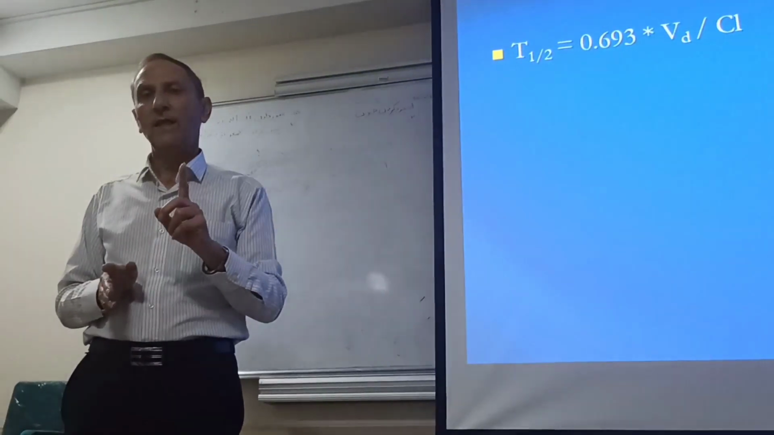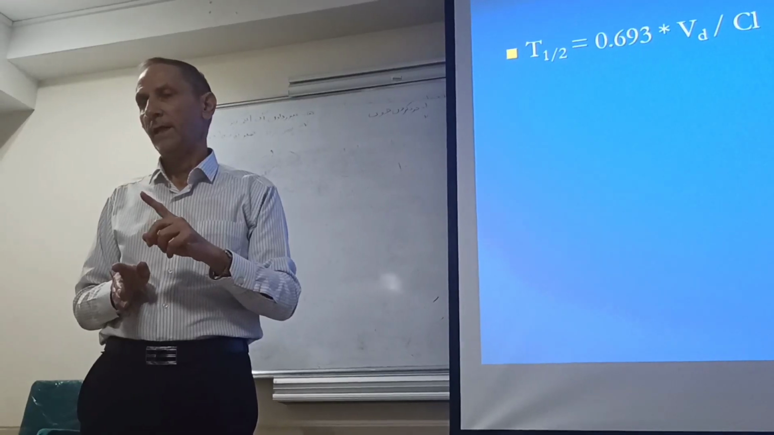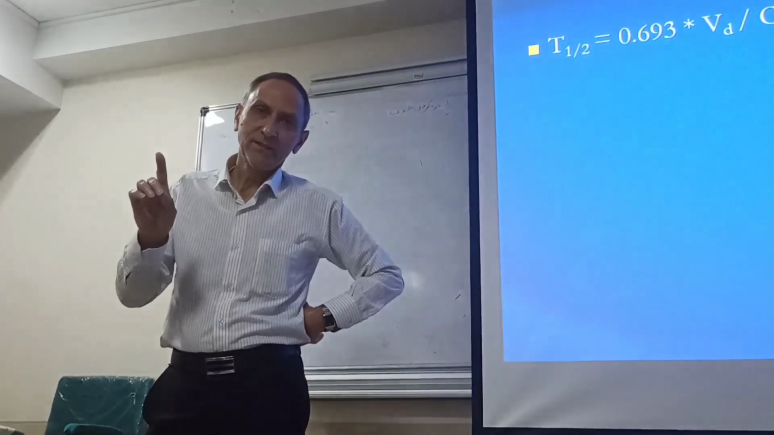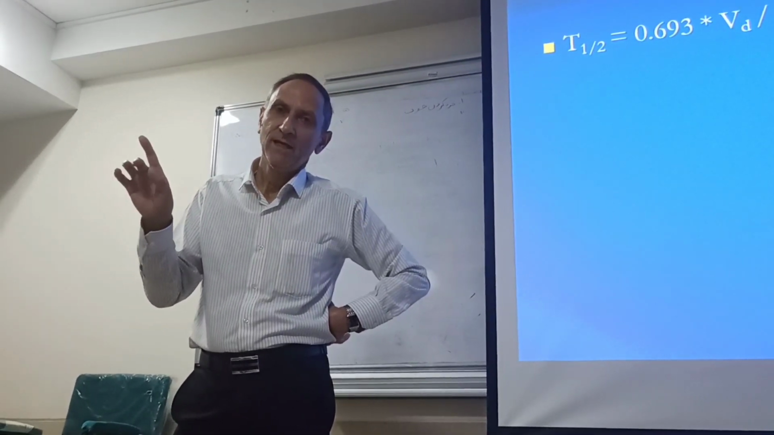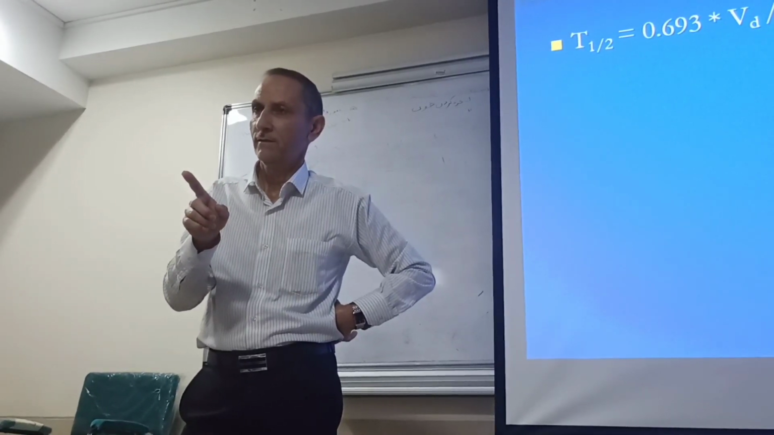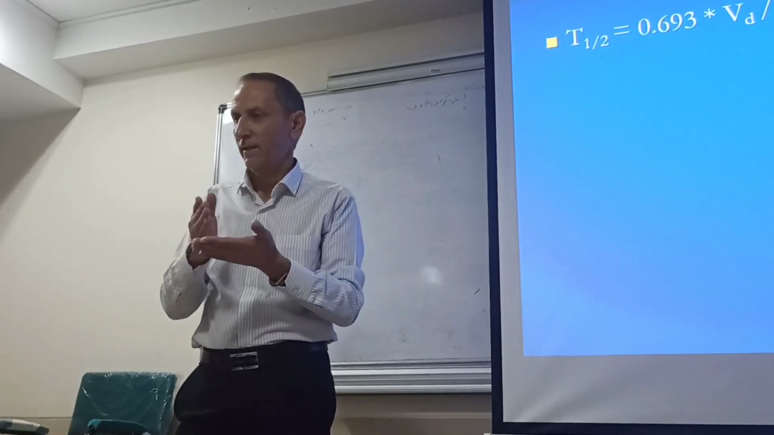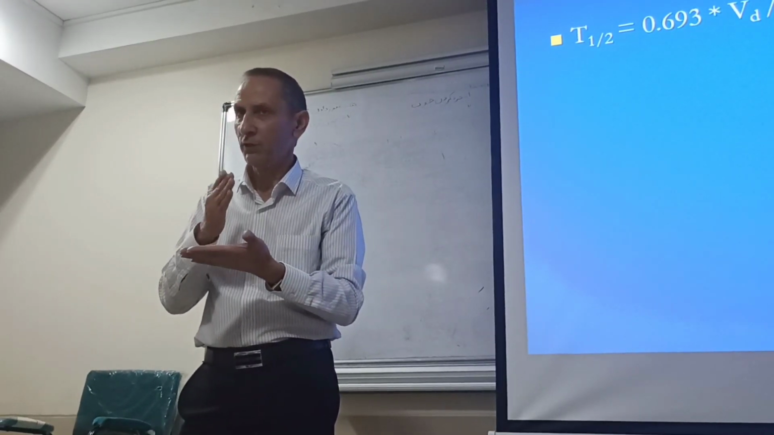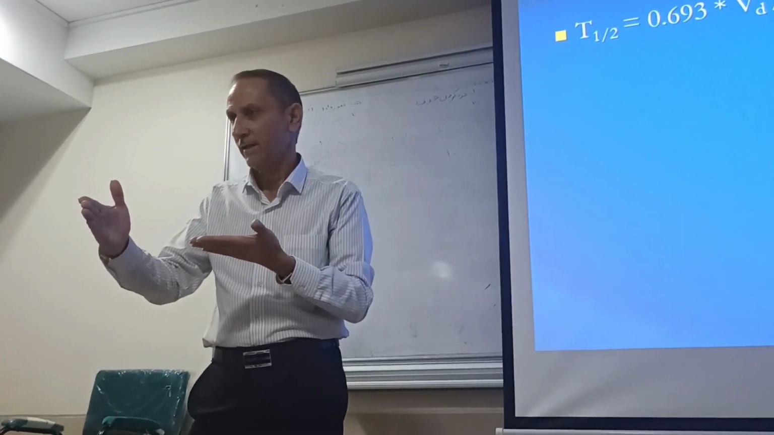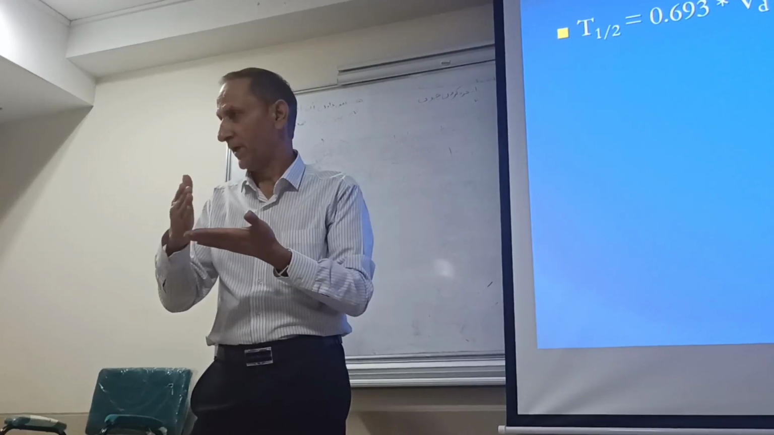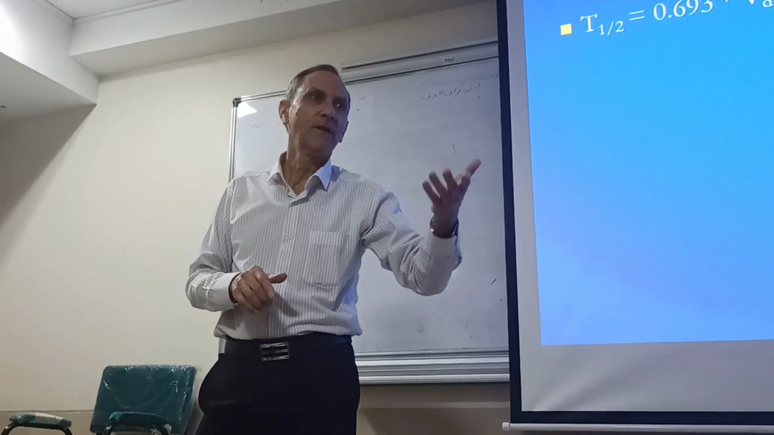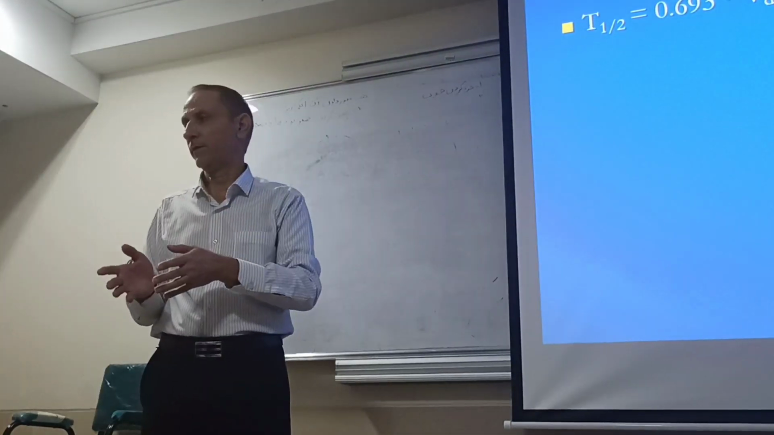One of them is elimination half-life. It means the time that the concentration in the blood reaches 50% of the initial concentration. Suppose that at this time the concentration is 20. After 8 hours we have 10. That's 50%. The time is the half-life. We say that the half-life is, for example, 8 hours or 6 hours.